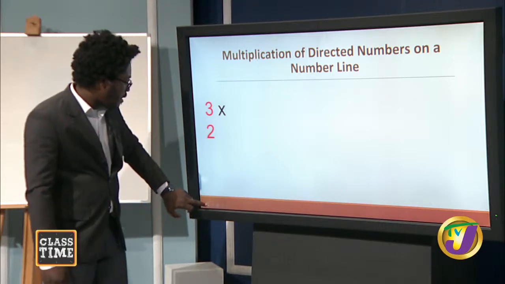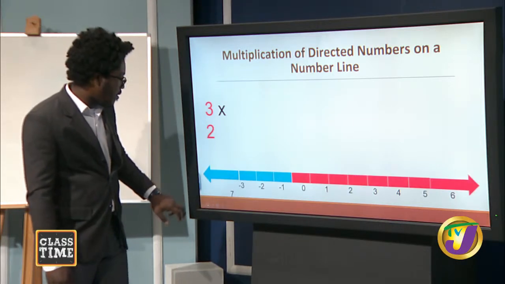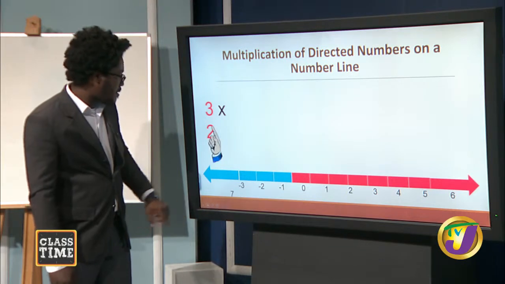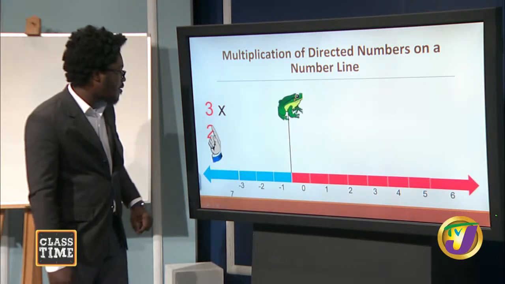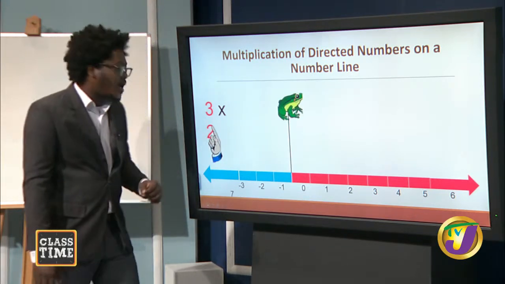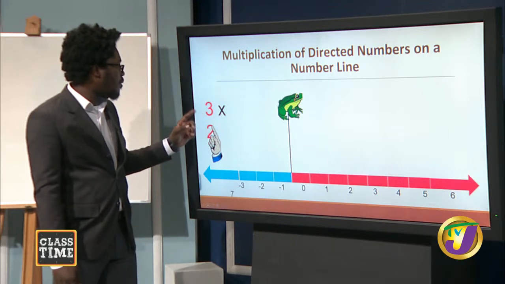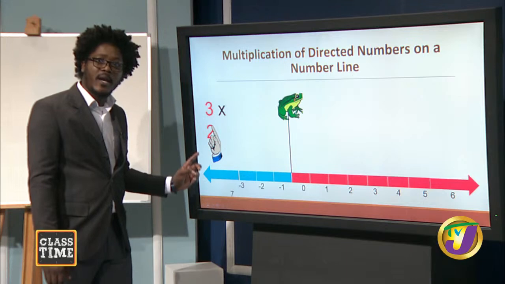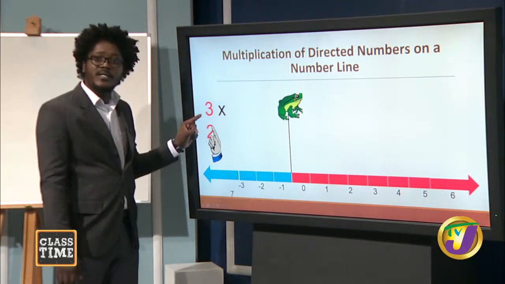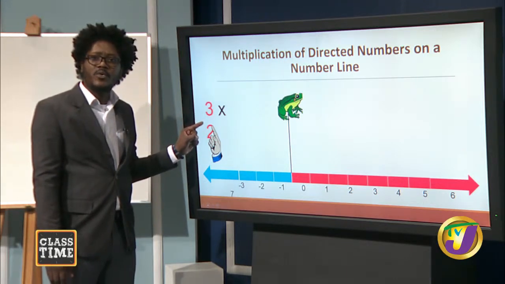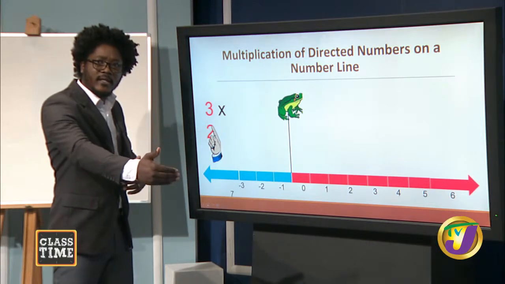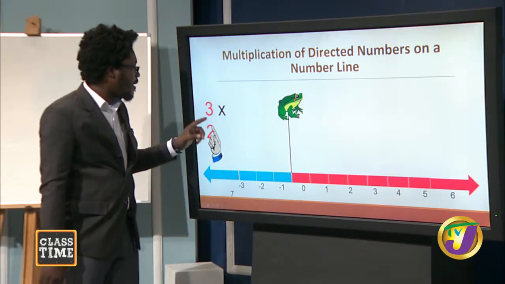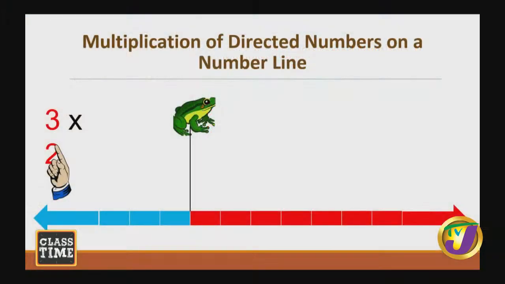So here, let us start out with our number line. Nice. And let's go to Froggy. So here we have Froggy, and we say, Froggy, we're going to multiply 3 by 2. And if you notice, it's positive 3 and positive 2. This positive 3 here tells us that Froggy is going to face to the right. And Froggy is going to make 3 jumps.